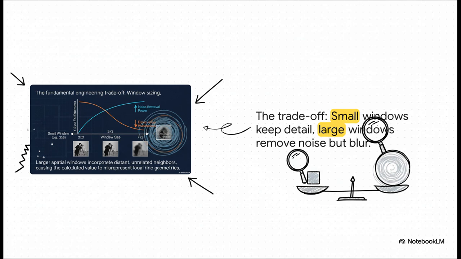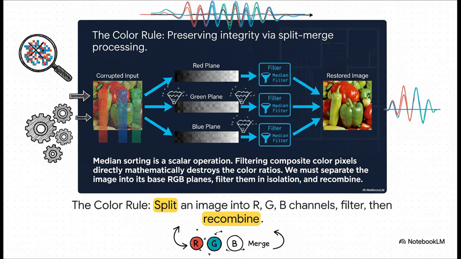The whole game is finding that perfect sweet spot in between. And if you thought that was complicated, it gets even trickier with color. See, you can't just apply a median filter to a color image directly. Why not? Because a color pixel is 3 values, red, green, and blue. And trying to sort colors just doesn't make any mathematical sense. You'd completely mess up the color balance.